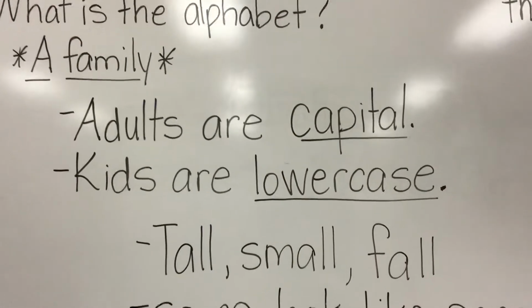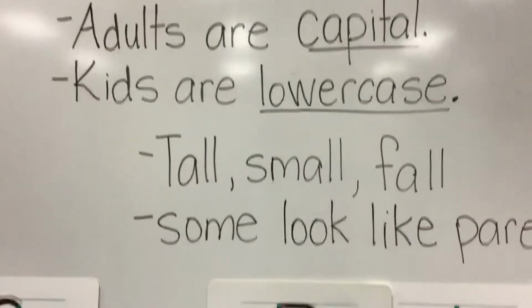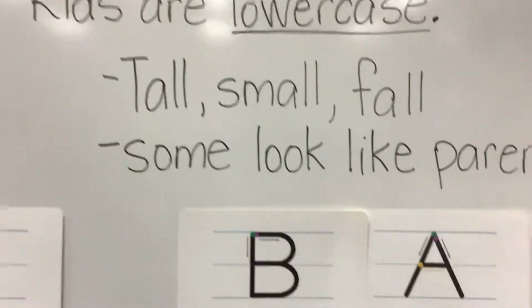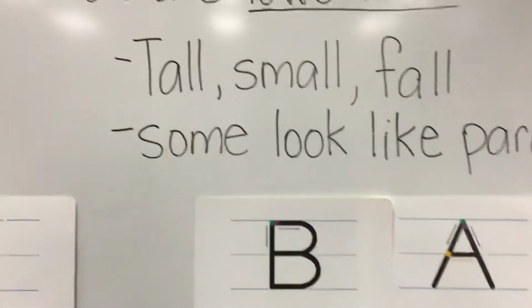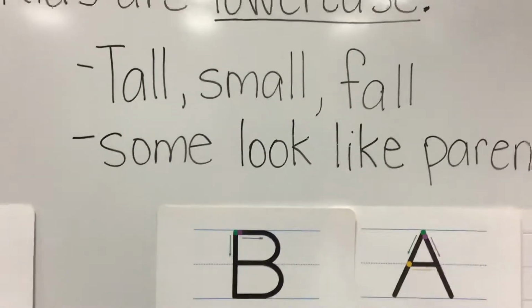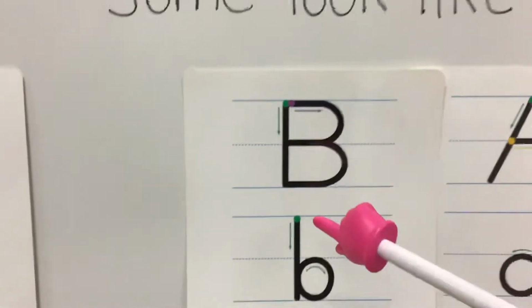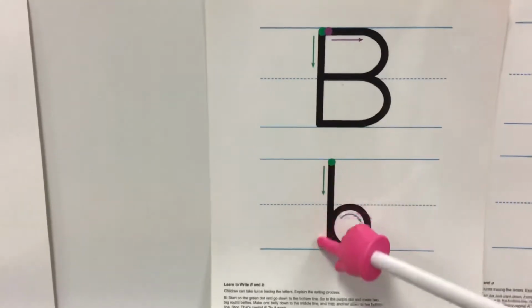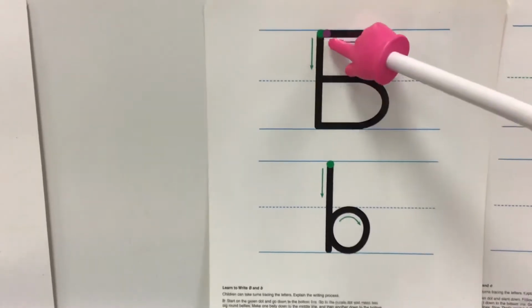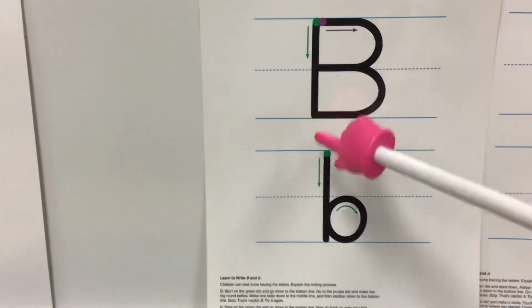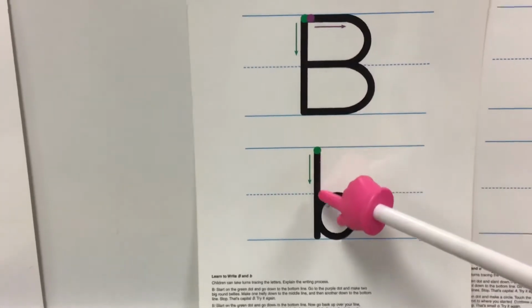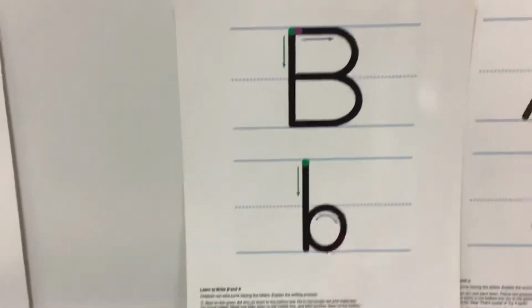And those lowercase letters can take several different shapes and forms. We talk about the lowercase letters as tall, small, or fall. Some of the letters are tall, like their mamas and daddies. See how it goes from the top line all the way to the bottom line? Same thing with this child or this kid letter. It goes from the top to the bottom.